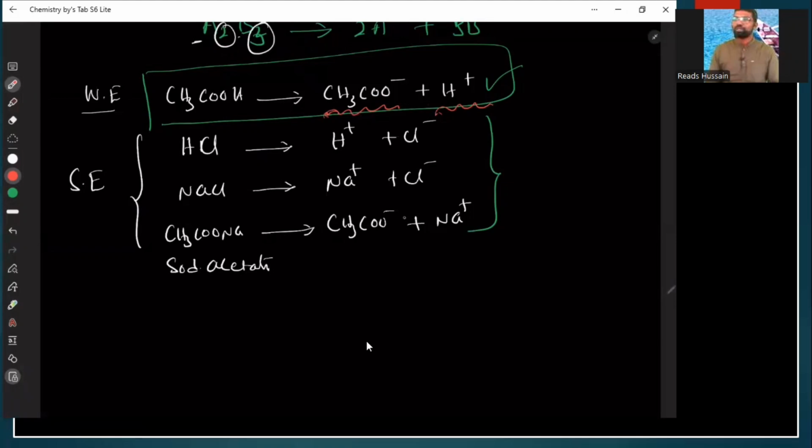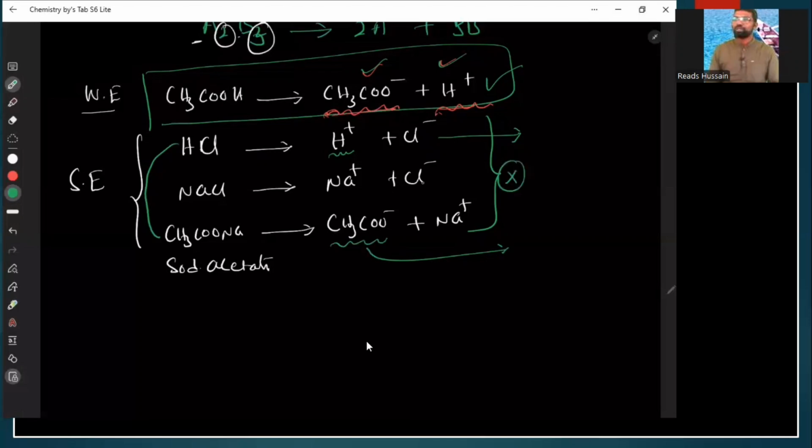Among the given three strong electrolytes, where can you find these two ions? Where can you find acetate ion and H plus ion? You can find H plus ion here and acetate ion here, isn't it? H plus ion you find in HCl, and acetate you find in sodium acetate. So you have to add these two, and you have to subtract the middle one.